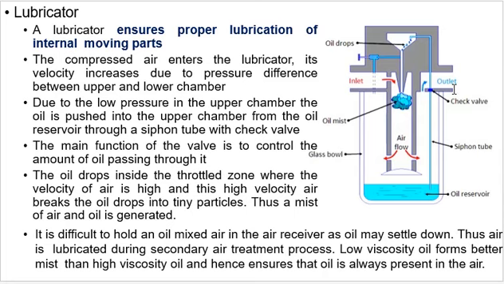The oil drops inside the throat zone, where the velocity of air is high. In this high velocity, the air breaks the oil drop into tiny particles, thus the mist of air and oil gets generated. It is difficult to hold an oil-air mixture in the air receiver, as oil may settle down. Thus air is lubricated during the secondary air treatment process. Low viscosity oil forms better mist than high viscosity oil, and hence ensures that oil is always present in the air. So this is the proper function of the lubricator.